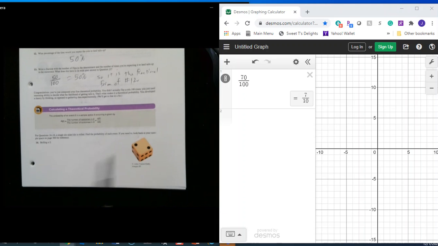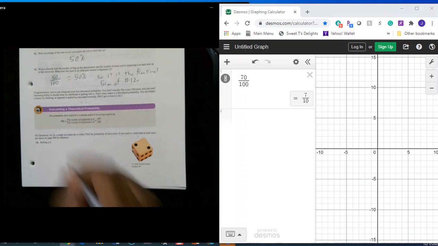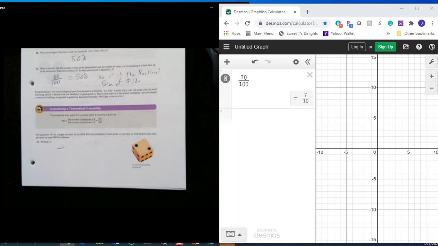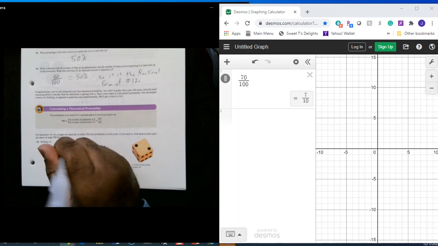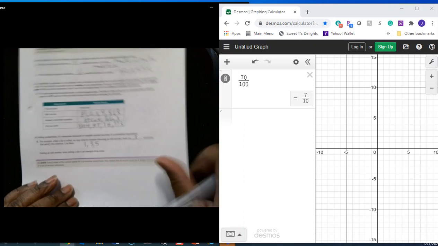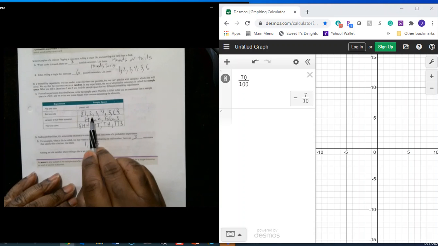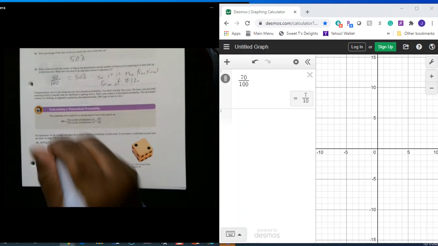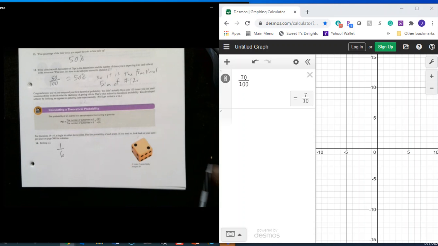It says roll in a 2. Now remember, we list how many sides it is to the die. It's 6. Okay. Now how many chances can we get a 2? If we look back on page 300, 2 only appears once. So that would be 1 out of 6.